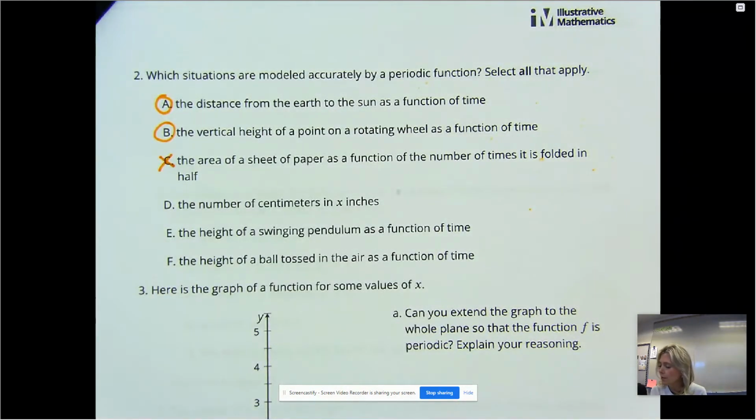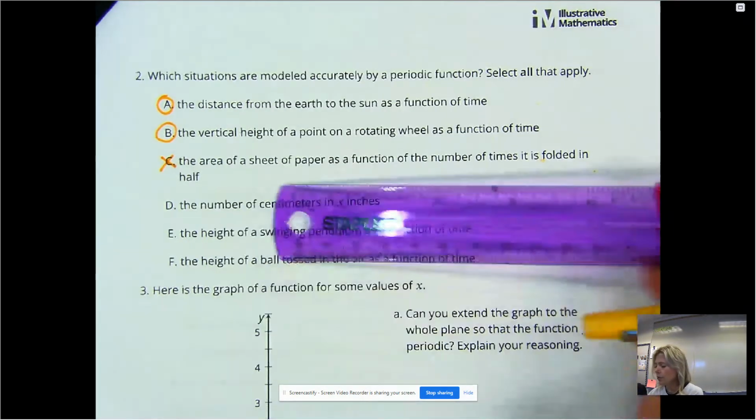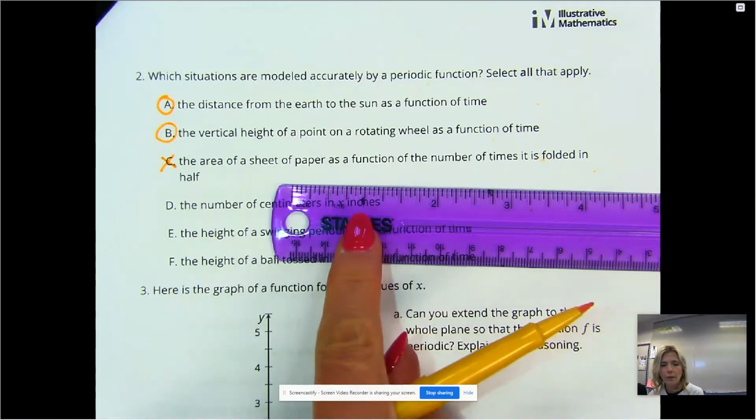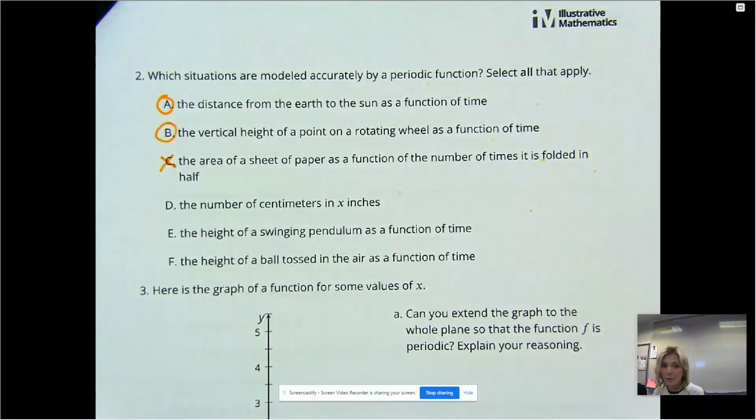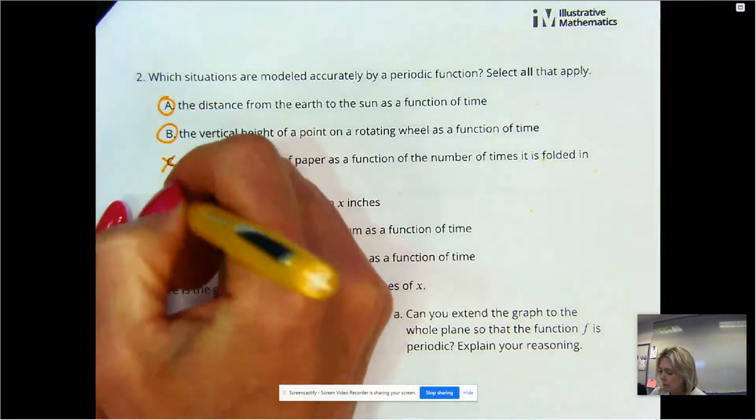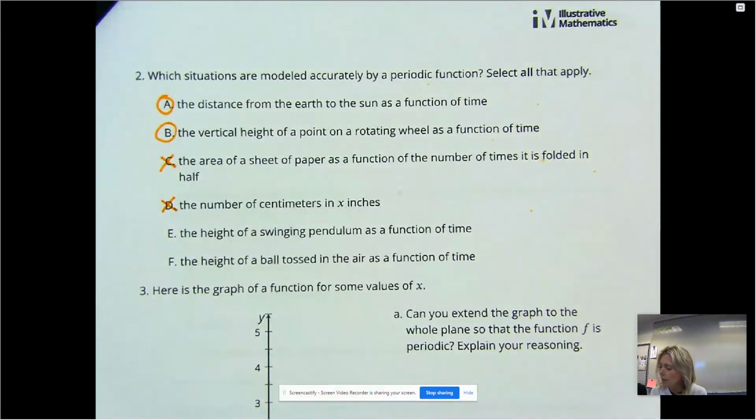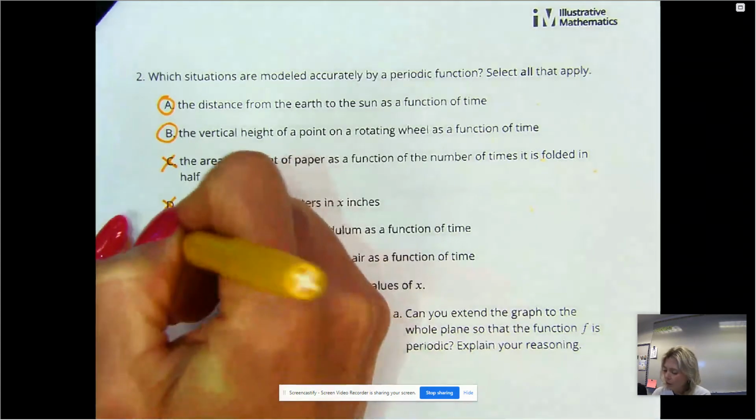D, the number of centimeters in x inches. Well, the number of centimeters in inches, that's not going to repeat. It's going to be a little linear formula, so not D. E, the height of a swing pendulum as a function of time. So it goes, let's see, where am I? Okay, there we go. So it goes this way and this way and back and forth and back and forth and back and forth. And you can see the height values where my pen is keeps repeating. So yes for E.